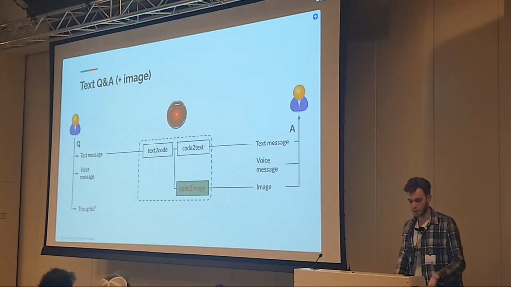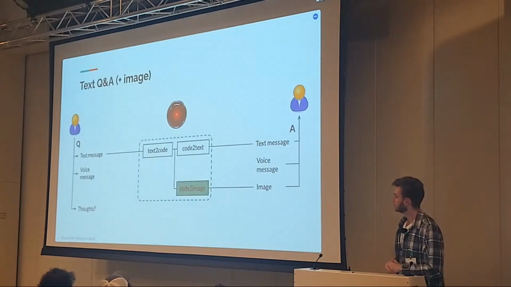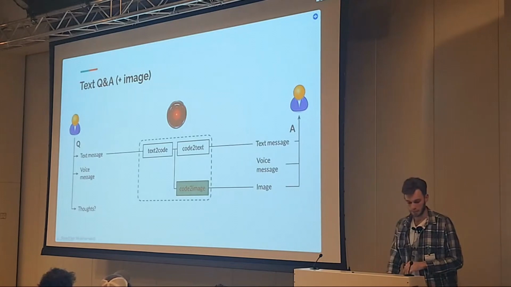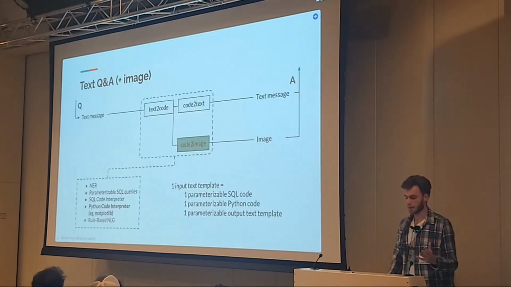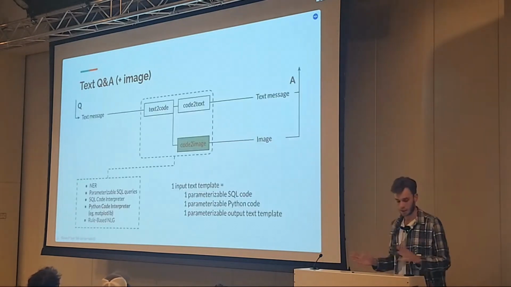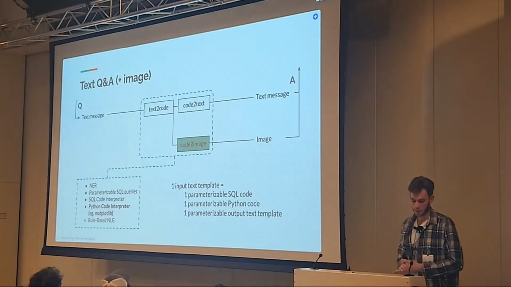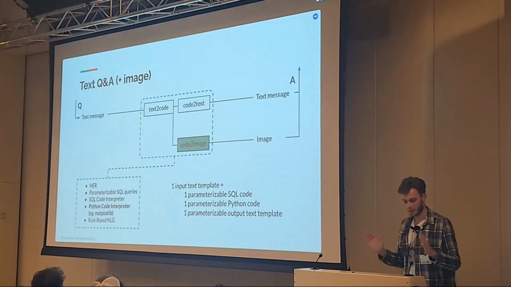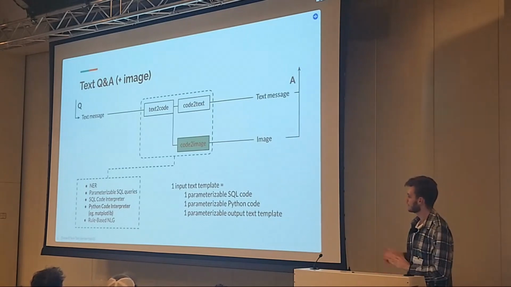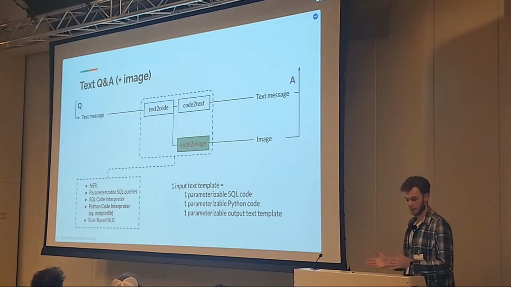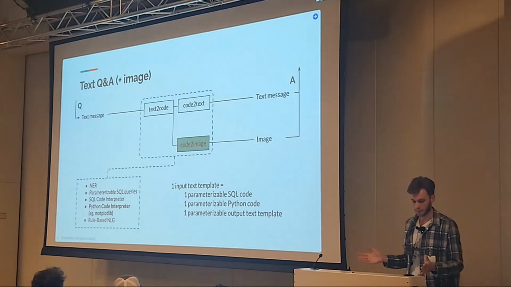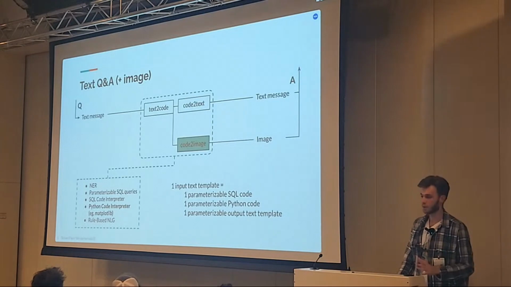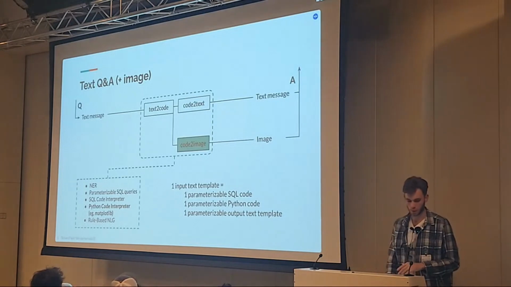So the next thing that we can do, we can create a code to image block. And here we just need to add, let's say, some kind of Python code interpreter, and that's it. So then we just need one input text template and 3 different parameterizable code samples. It's like SQL code, Python code, and even an output text template. But it can work. So we need to do a lot of customization, but it actually could work.